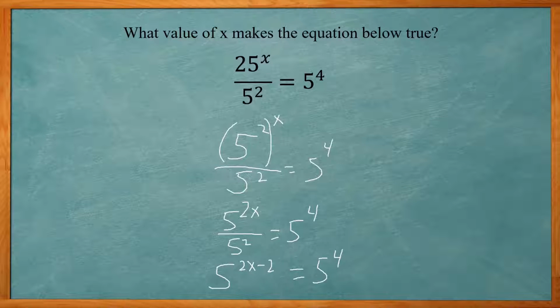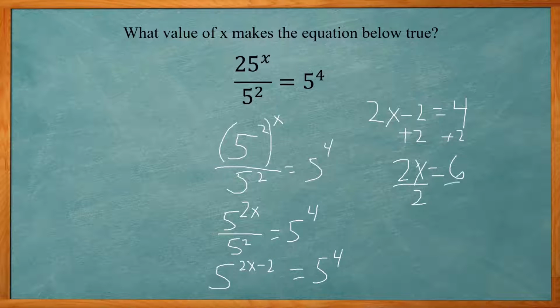Alright, so now we have both sides 5 raised to something. In order for this to be true, the exponents need to be equal to each other. So we just set up a little equation, 2x minus 2 equals 4. Add 2 to both sides, and you get 2x equals 6. Divide both sides by 2. And then x equals 3.